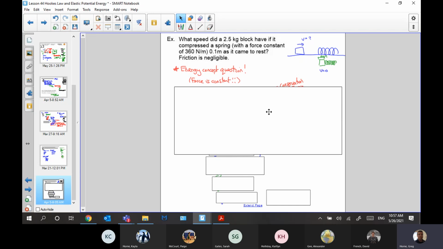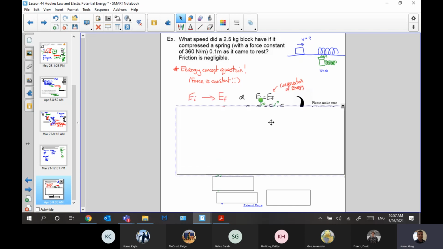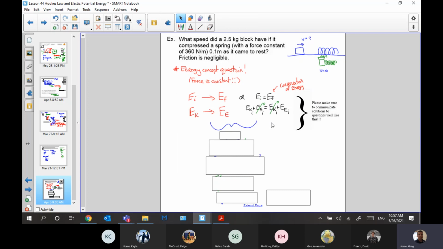So it's an energy concept question. We know, of course, they're constant and so on, but we know the initial energy becomes that final energy. The kinetic energy it had becomes the elastic potential energy, right? I kind of prefer the red version personally, but of course you could talk about based on conservation of energy. The initial energy is the same as the final energy. Initial energy was all kinetic, final energy is all elastic, right?